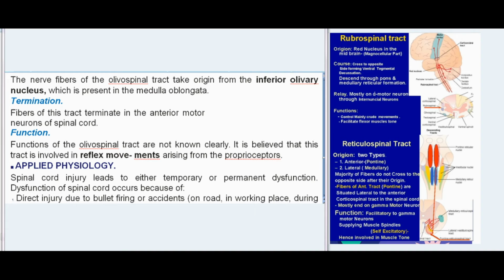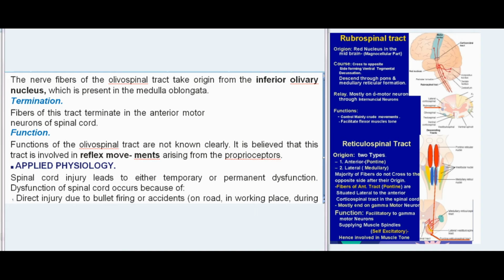Function. Functions of the olivospinal tract are not known clearly. It is believed that this tract is involved in reflex movements arising from the proprioceptors. Applied physiology. Spinal cord injury leads to either temporary or permanent dysfunction.